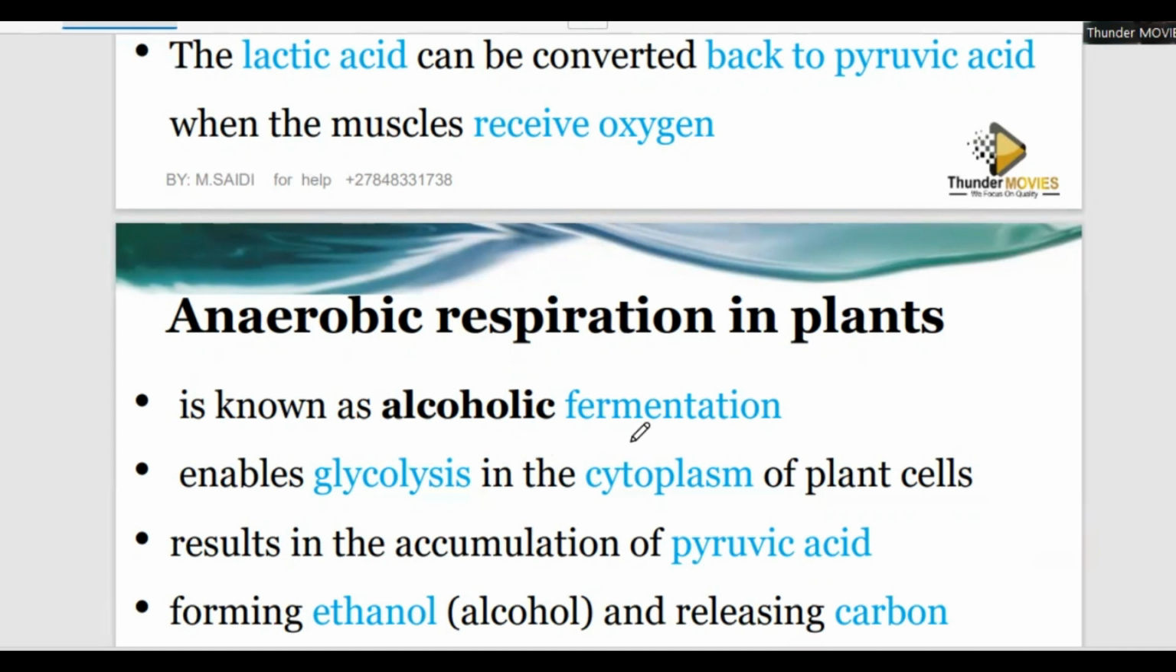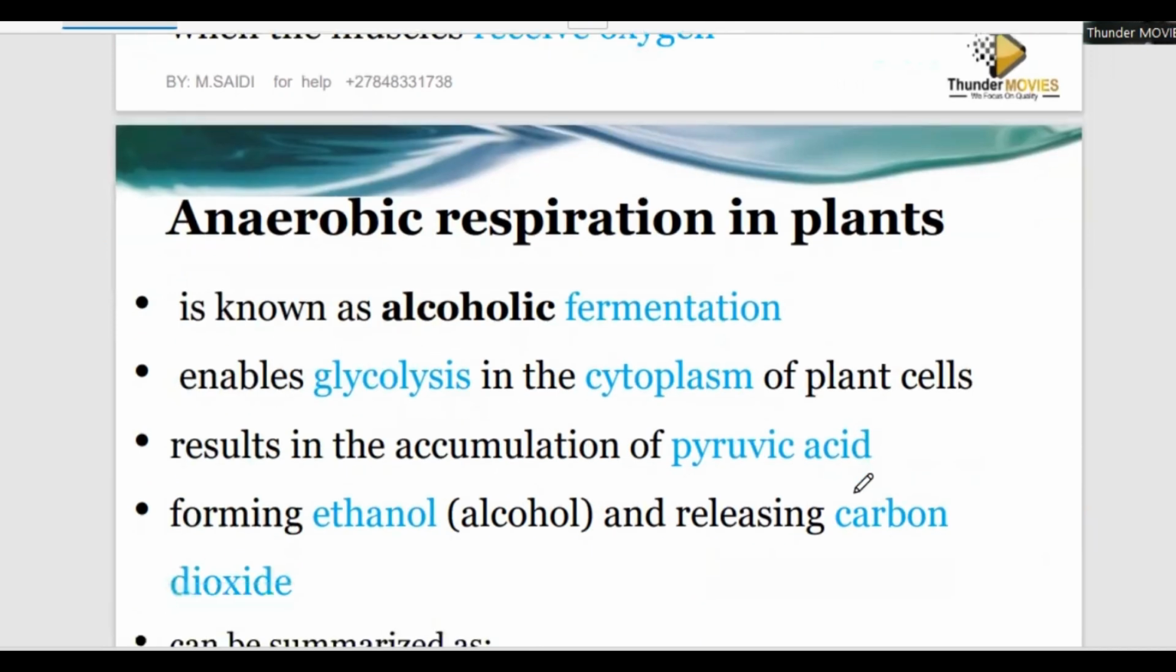Because if it undergoes aerobic respiration, it won't be able to produce the alcohol. So what happens is you block it, and then glycolysis takes place, and because there's no oxygen, the pyruvate is converted into an alcohol. Hence, fermentation is taking place in this process. It enables glycolysis in the cytoplasm of the plant cells, resulting in accumulation of pyruvic acid. You see, pyruvic acid forming ethanol. This is what we call the alcohol, and then releasing the carbon dioxide.